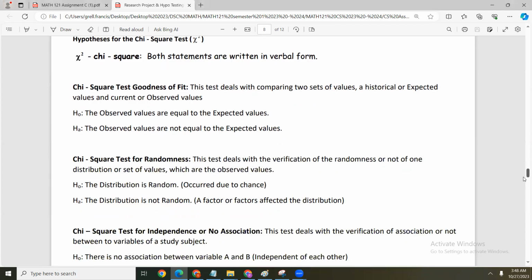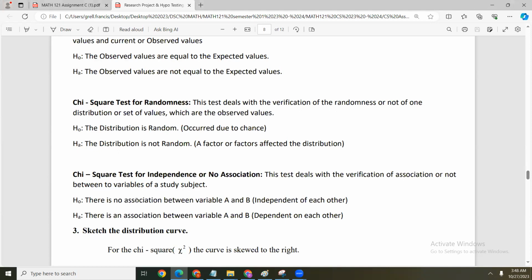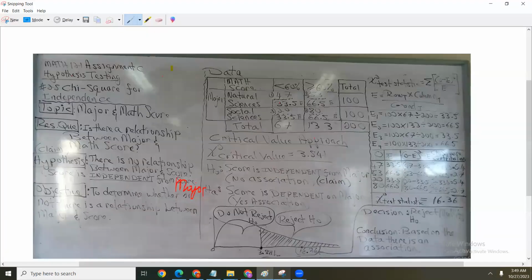And the second step now is to state the null and the alternative. So for the chi-square test for independence, the null will be the statement that there is no association between the two variables, that they are independent of each other. And the alternative will say that there is an association between the two variables, that they are dependent on each other. So no matter which part of the world you are in, and you are doing a chi-square test for independence, the null must say that there is no association between the two variables, and the alternative must say that there is an association between the two variables.